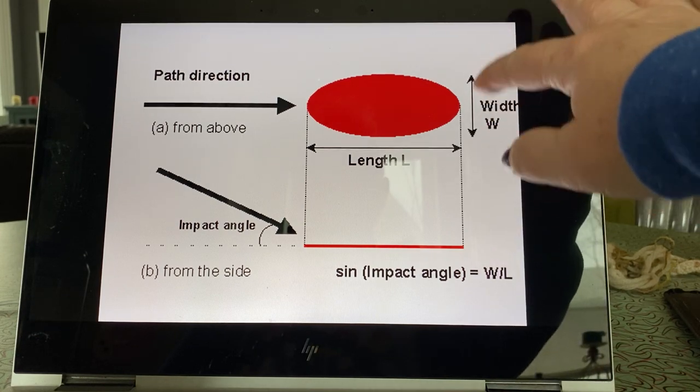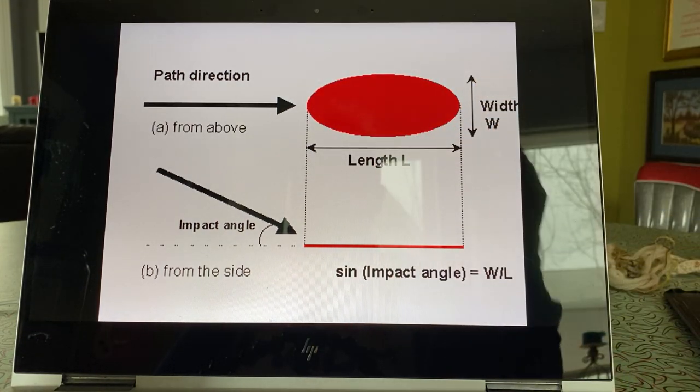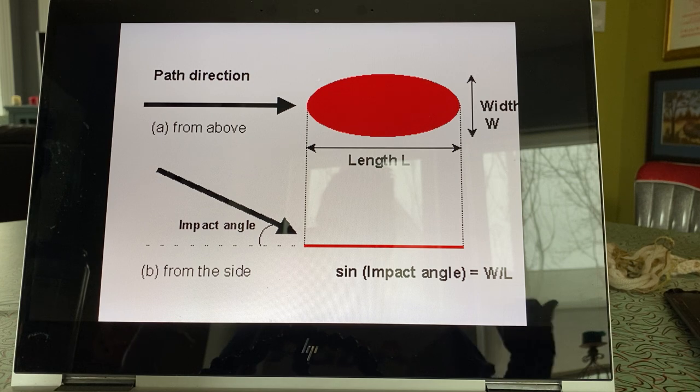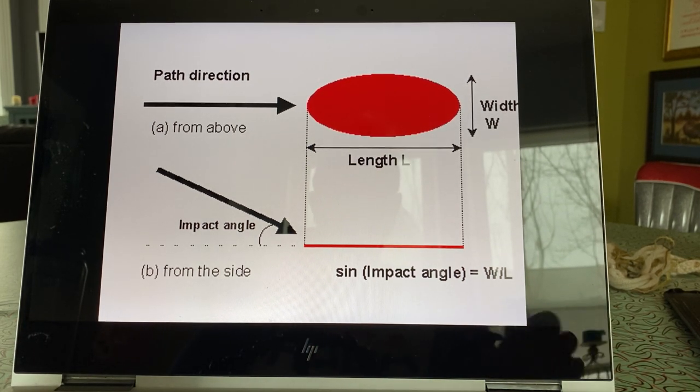You measure the width of just the elliptical part, the length, divide the length into the width, and then take sine A. That gives you the angle of impact. So the first thing that the analyst is gonna do is, they need to get down on the floor, get up close against the ceiling, wherever the bloodstain pattern is, and do these calculations. And then they are going to record those angles of impact and which particular stain it was in their notebook or in their notes, because they're going to need that later.